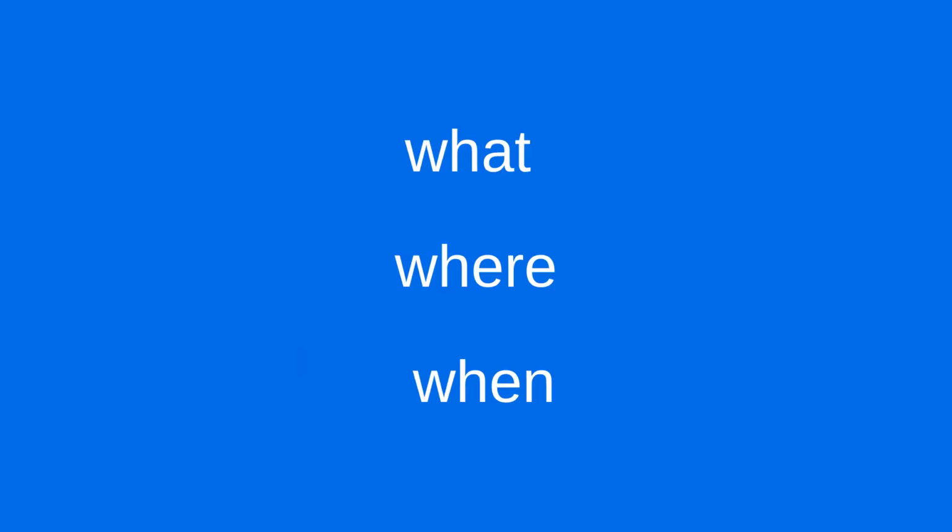Some questions ask for specific information, not yes or no. Common question words: What asks about things or actions. Where asks about place. When asks about time. Here are some examples. When does the class start? What do you want? Where are they going? These questions need more information in the answer.